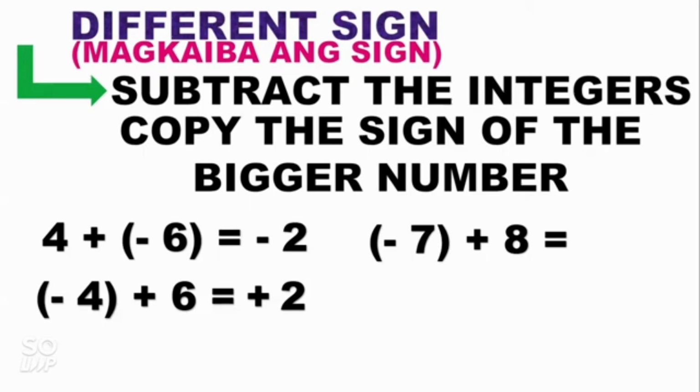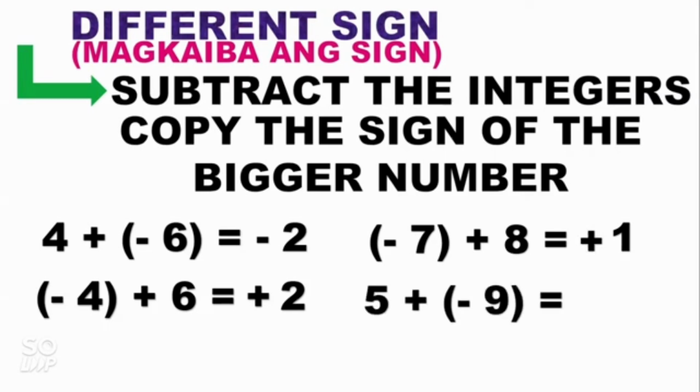Next, negative 7 plus 8. Una nating titingnan, same sign ba or different sign? Negative ang 7, positive ang 8. So, different sign sila. Ang gagawin natin, pag different sign uli, o magkaiba ang sign, ima-minus. So, 8 minus 7 is 1. And then, copy the sign of the bigger number. Alin ang mas mataas? Yung 7 o ang 8? Ang mas mataas is 8. Ano ang sign ng 8? Positive. So, therefore, that is positive 1 or 1.